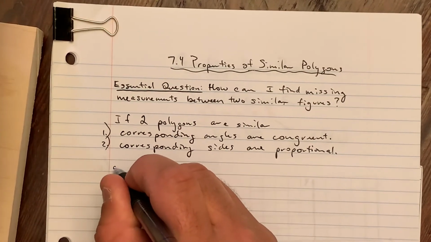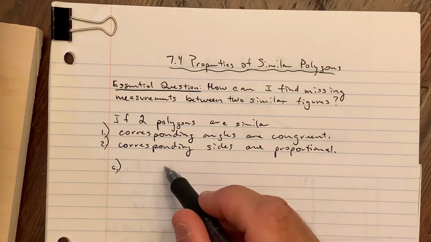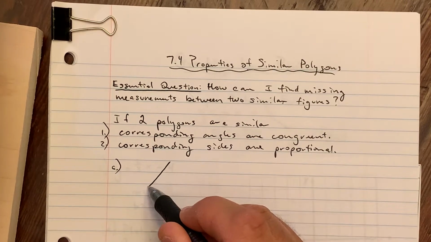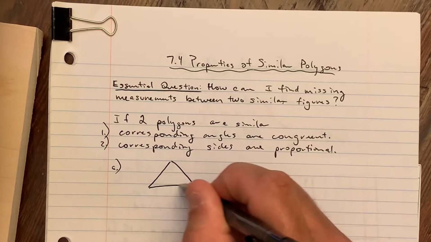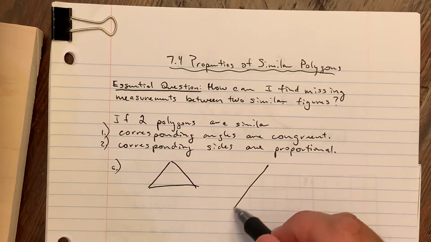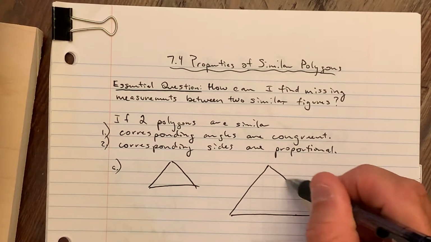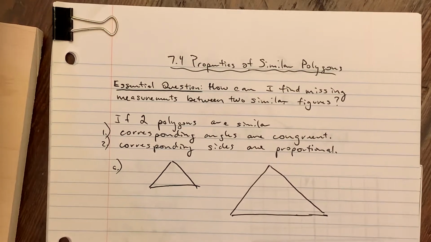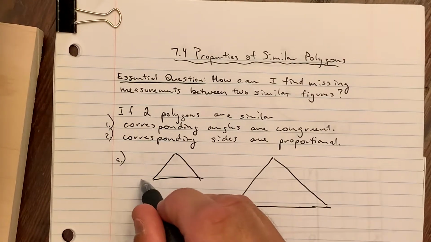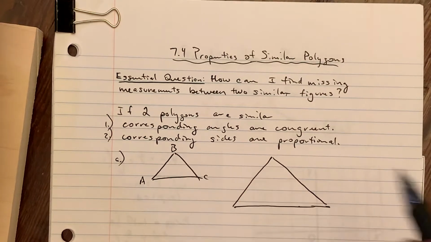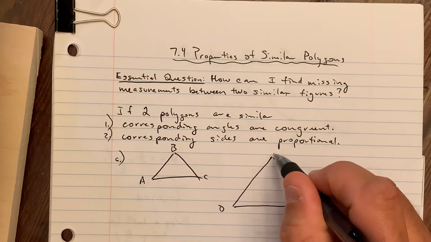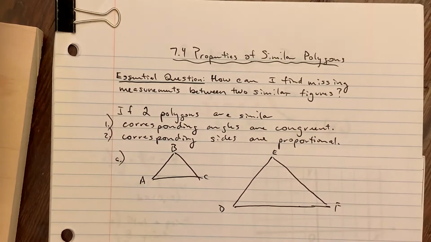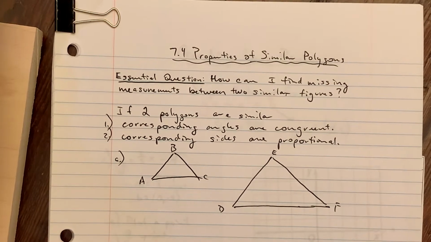So let's make this example A. We have a small triangle and this larger triangle. We'll call this one triangle ABC, and we'll call this one DEF. I don't need to know any sides yet.